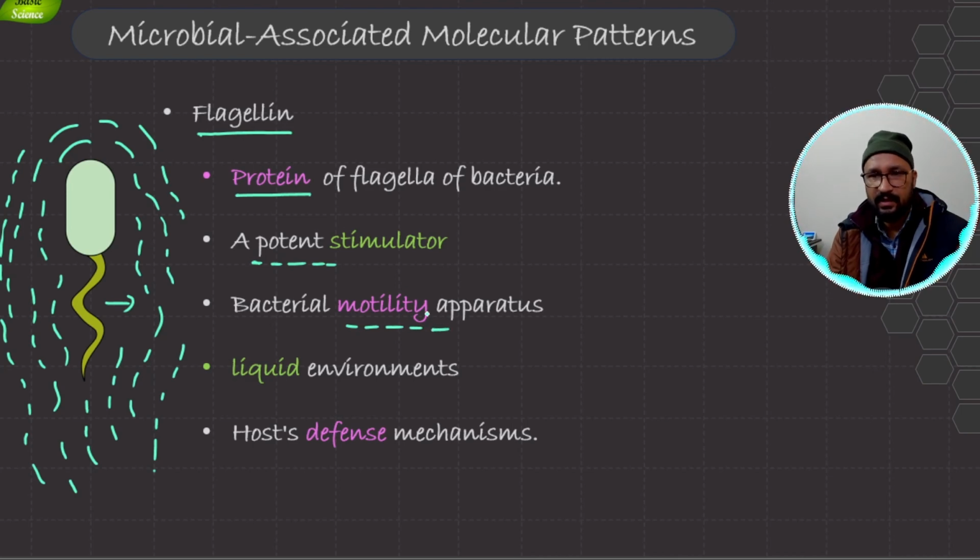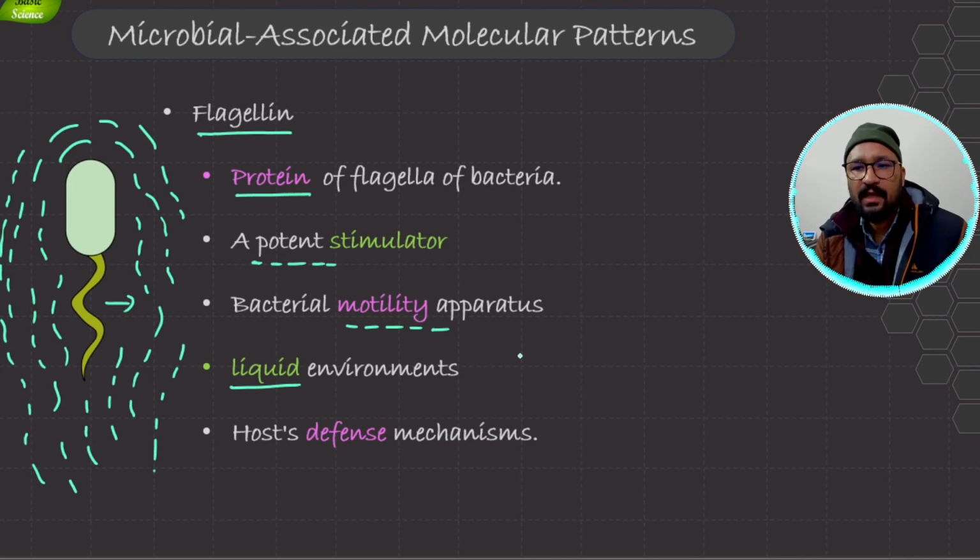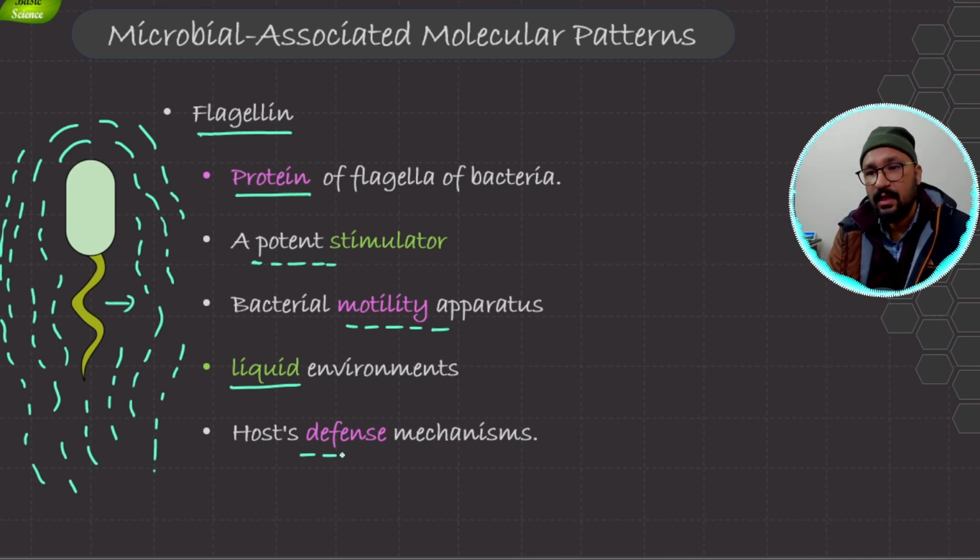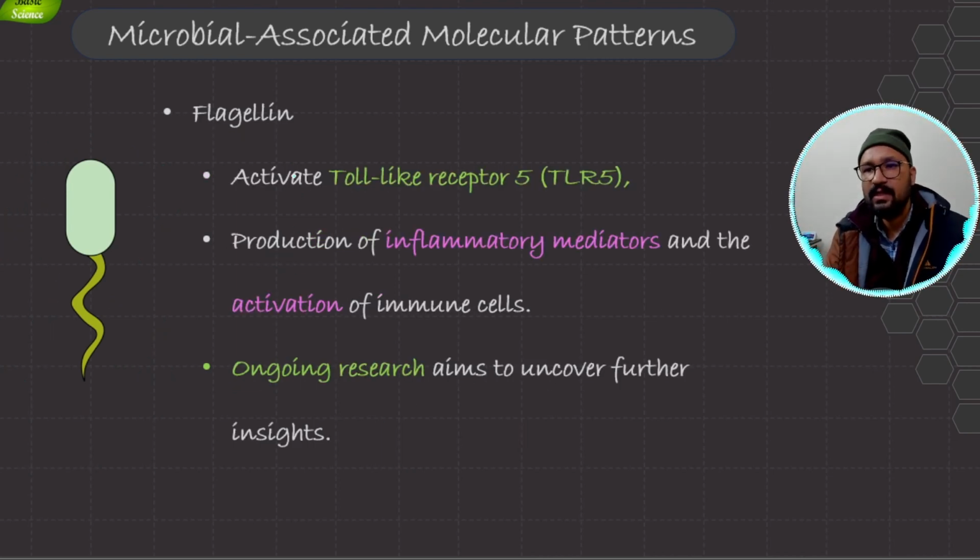I think I've explained this with the illustration. Bacteria can swim if the environment is liquid. And this protein is not present in all bacteria. Only motile bacteria will have it, pathogenic as well as non-pathogenic. Comparative analysis of the flagellin protein of the pathogenic as well as the beneficial bacteria will be very, very interesting. Host defense mechanisms: because of its ability to induce the immune response, it can help in the defense mechanisms, right?